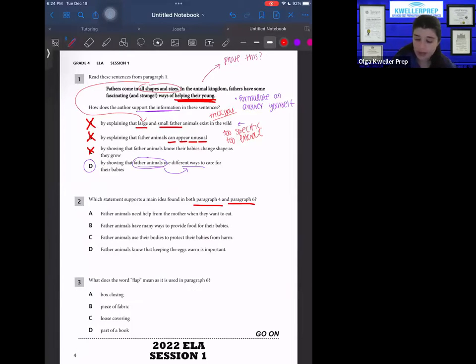So in both cases, it's showing how the fathers are using their bodies to protect their babies from the young. In the water bug example, it's because the egg was actually laid on them.